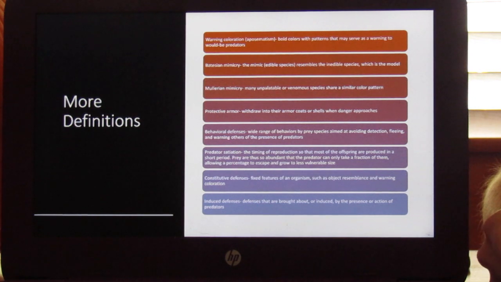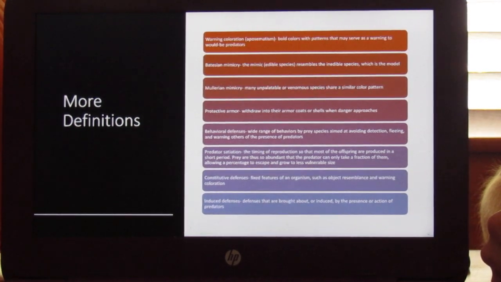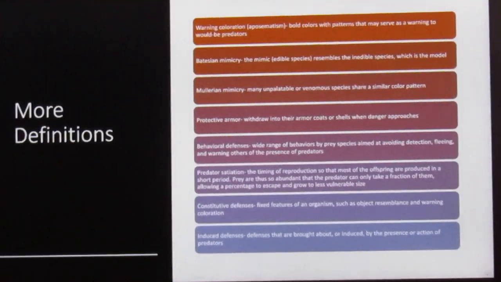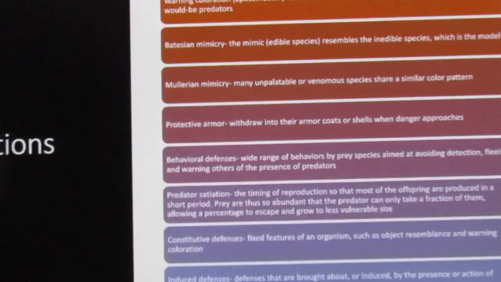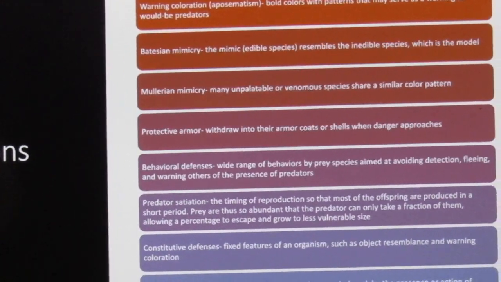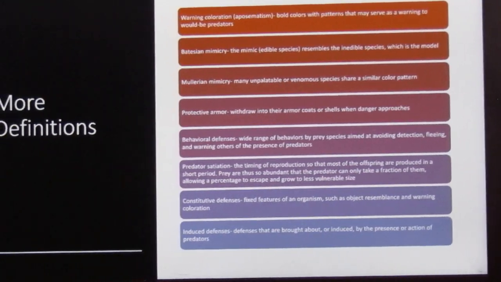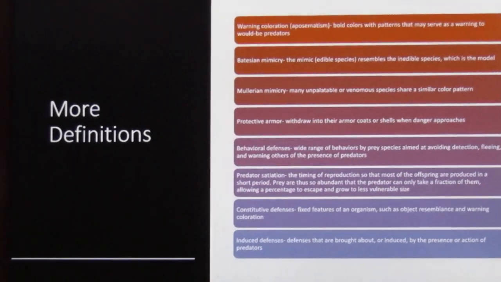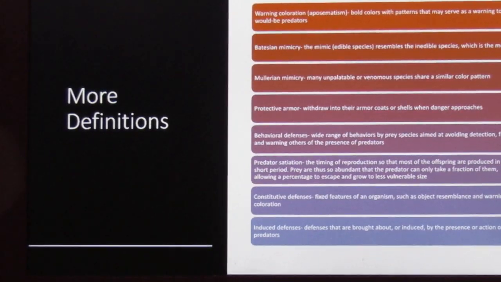Warning coloration: bold colors with patterns that serve as a warning, popular in snakes as well as skunks. Batesian mimicry is when edible species resemble inedible species. Müllerian mimicry is when venomous species have a similar color pattern, popular with snakes and insects again.